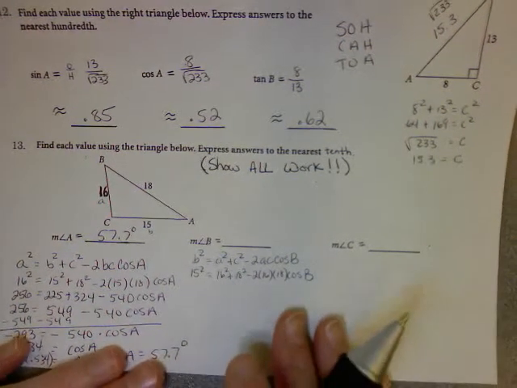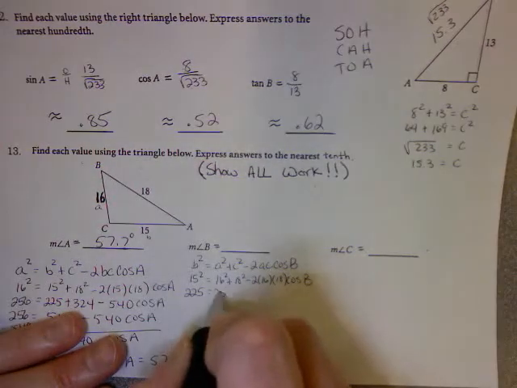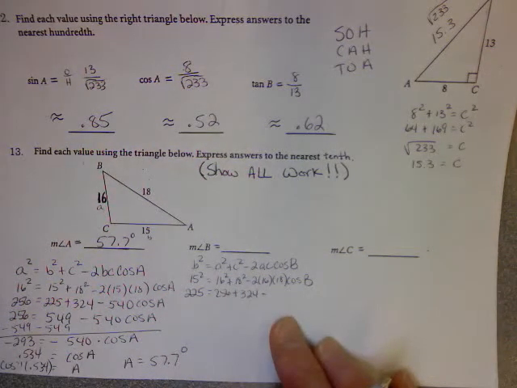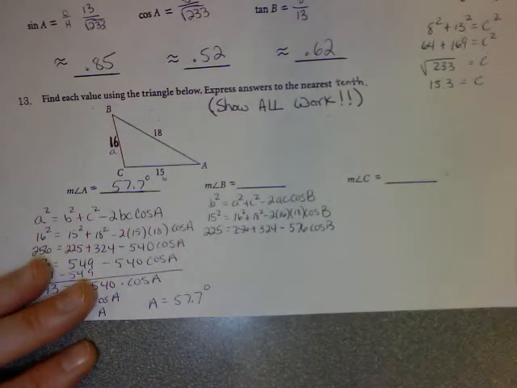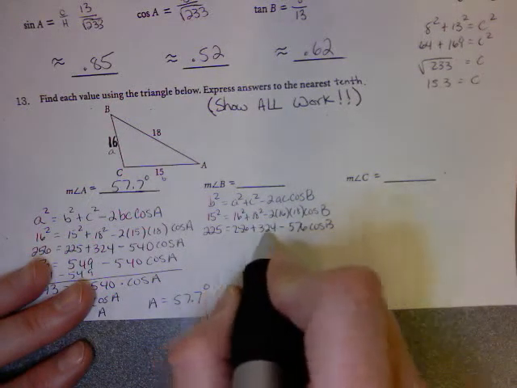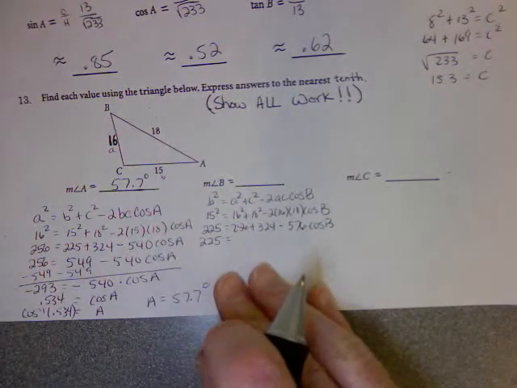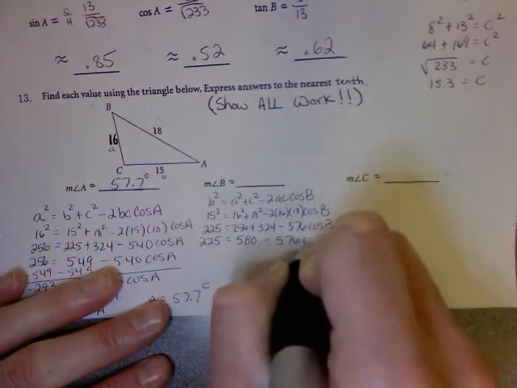So we'll do the same thing again. 15 squared is 225 equals 16 squared, which is 256, plus 18 squared, which is 324, minus 2 times 16 times 18. 2 times 16 times 18 is 576 times the cosine of B. Okay, so we need to combine our like terms here, just these two. This is multiplication, so we're not going to combine the 576. So this is 225 is equal to 256 plus 324, 580 minus 576 times the cosine of B.